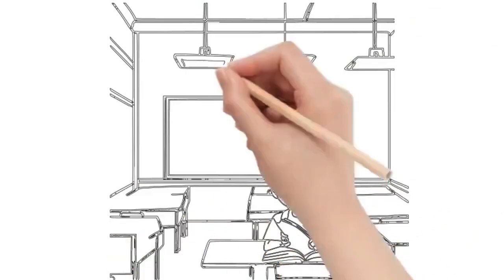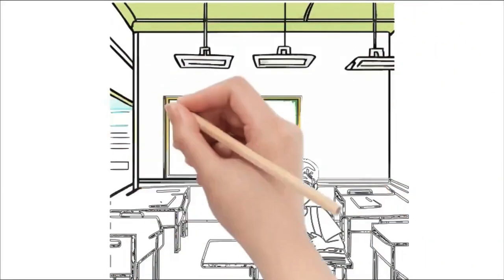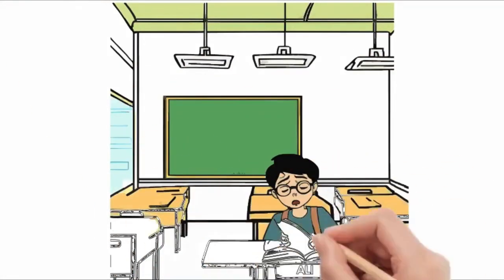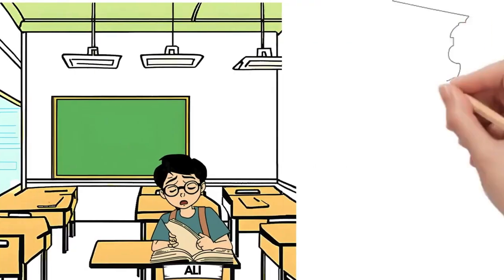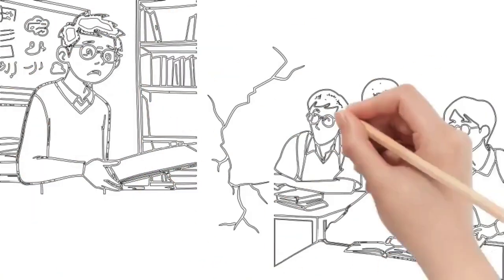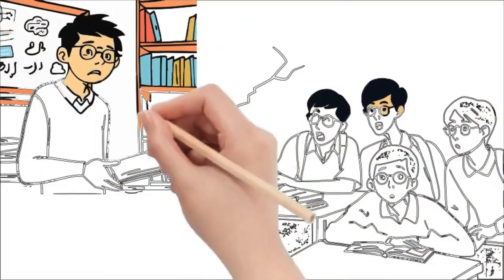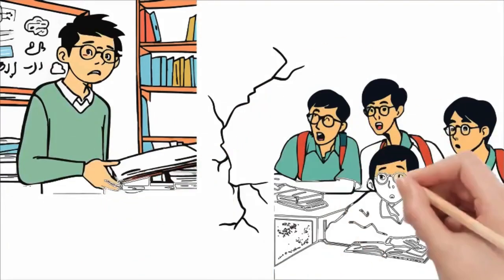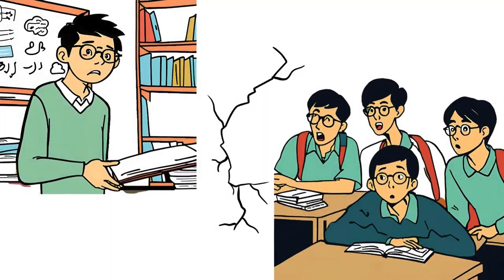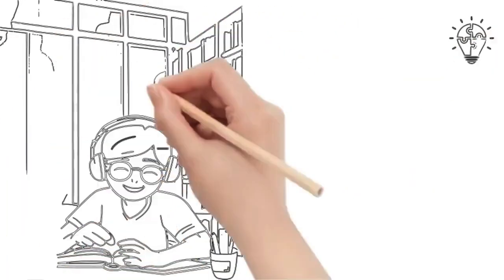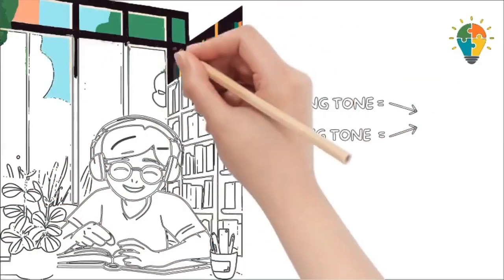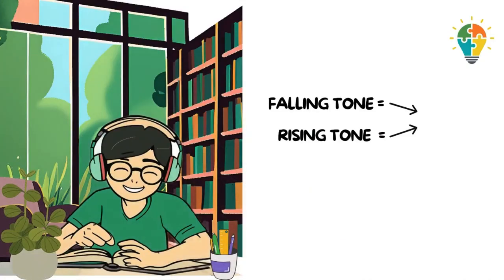Everyone! Ali is better at pronouncing words now, but he faces another challenge. People had a hard time listening to his speech because it lacks rhythm and clarity. He does not sound natural because he is not using the correct stress patterns or intonation. Ali soon learns that mastering stress and intonation is the key to sounding more fluent and natural.